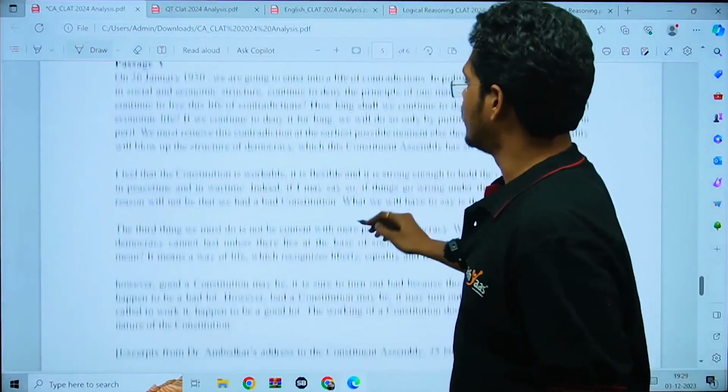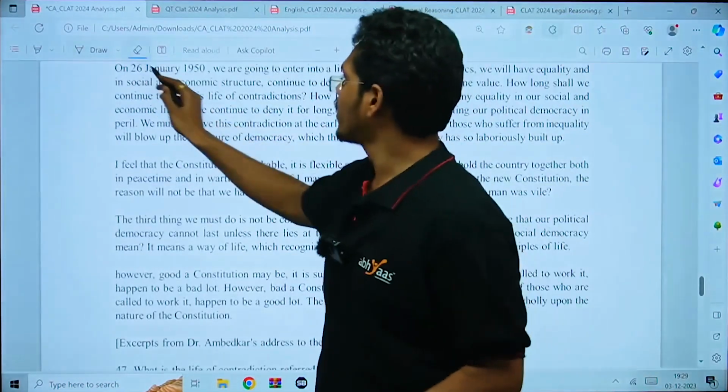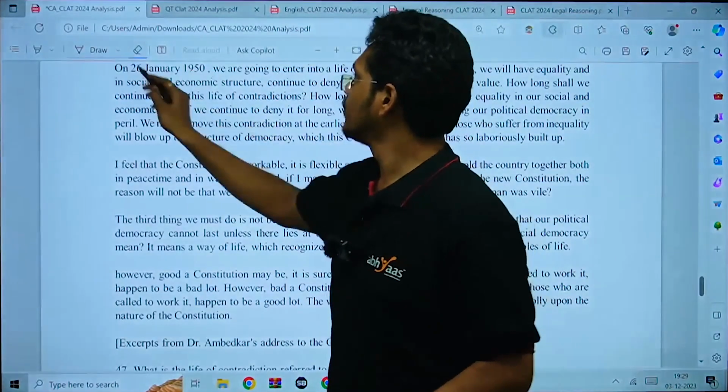And the final passage is about our Constitution.